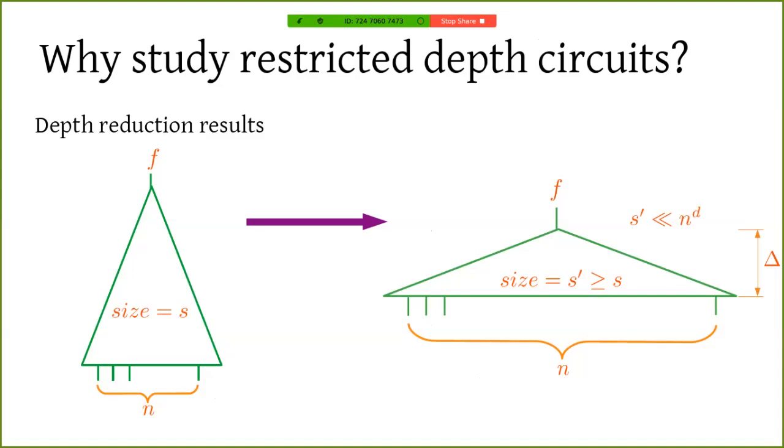It says that if a polynomial f in n variables and of degree d can be computed by an arbitrary arithmetic circuit of size s, then it can also be computed by a depth delta circuit of size s prime. Here, s prime is typically greater than or equal to s, but very small compared to n raised to d.